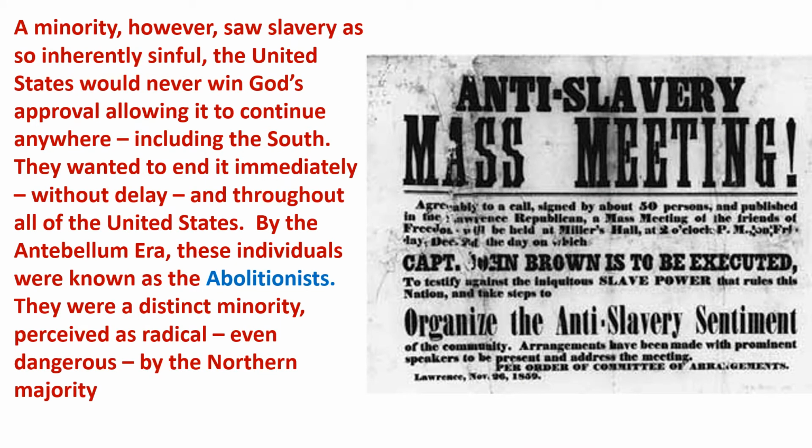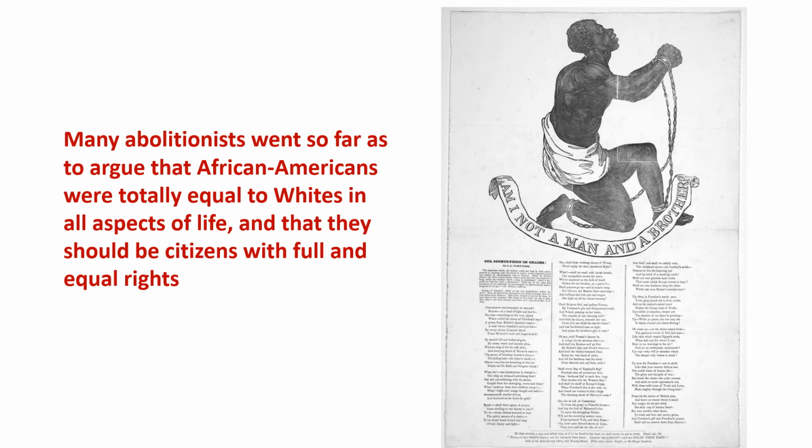A minority in the North, however, saw slavery as so inherently sinful, the United States would never win God's approval, allowing it to continue anywhere, including in the South. They wanted to end it immediately, without delay, and throughout all of the United States. By the antebellum age, these individuals were known as the abolitionists. They were a distinct minority in the North, perceived as radical, even dangerous by the Northern majority. Many abolitionists, if not most, went so far as to argue that African Americans were in fact totally equal to whites in all aspects of life, and that they should be citizens with full and equal rights.